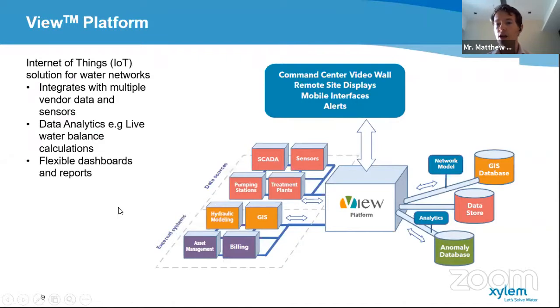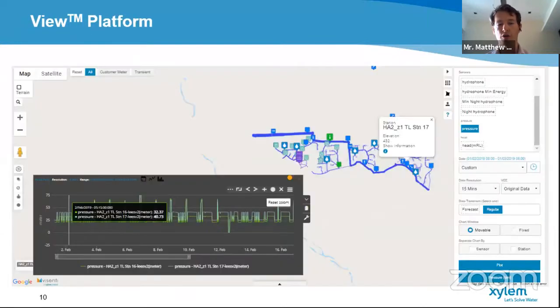Both of these solutions are supported through our data analytics platform, View, which integrates data from multiple sensors or other platforms and runs network analytics on those data feeds. All of this can be presented through a system of flexible dashboards and reports to help you understand your data better and deal with the deluge of information that's coming in. Here is a very quick screenshot of what that system looks like, without taking you through a whole setup of the system. You can see the data plot and some of the sensors that you might expect to see on a map.